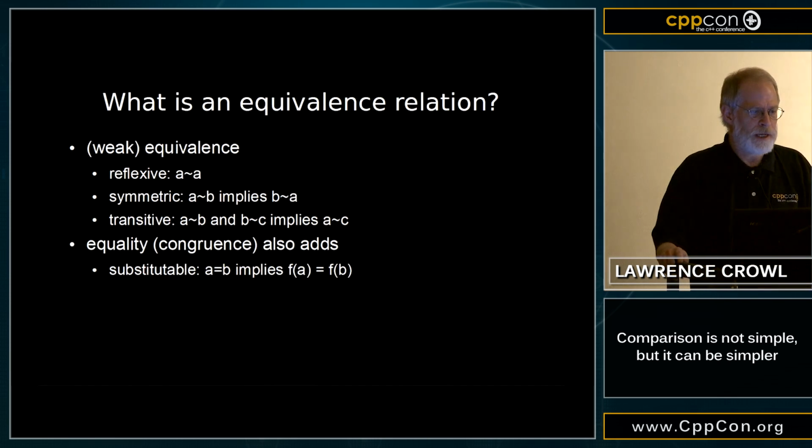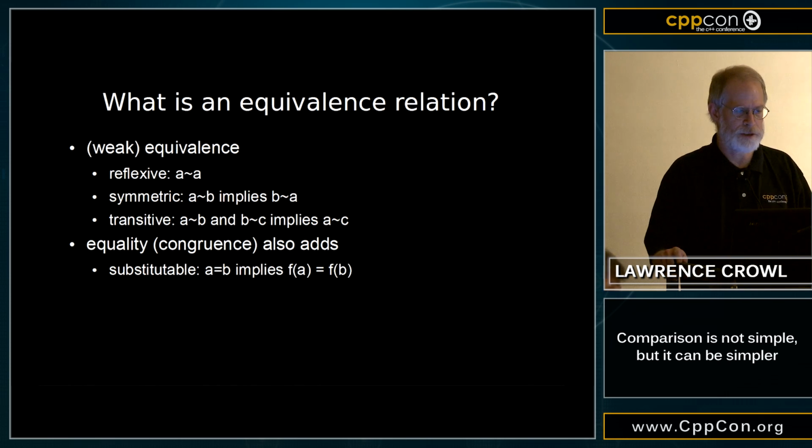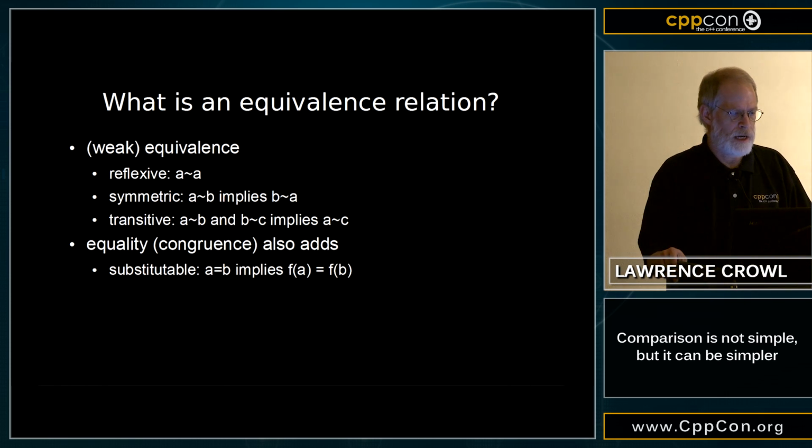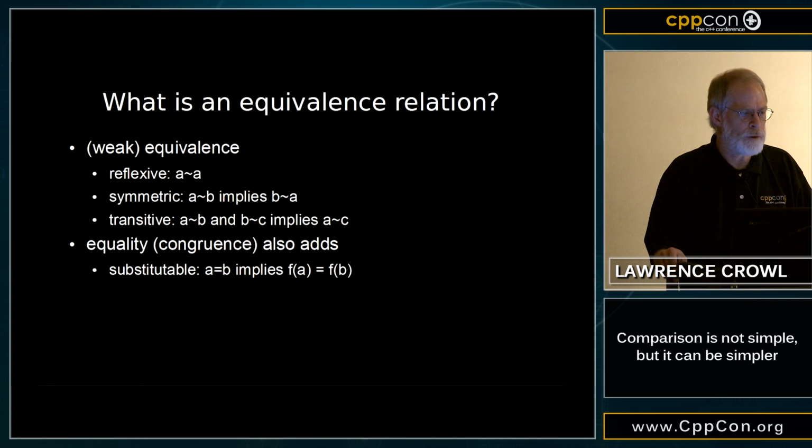We'll start off with equality. What we have is an equivalence relation. Many operations provide a weak equivalence. It's reflexive, it's symmetric, and it's transitive. Most likely, if you're going to fail in delivering a weak equivalence, it's that you failed to deliver transitivity.